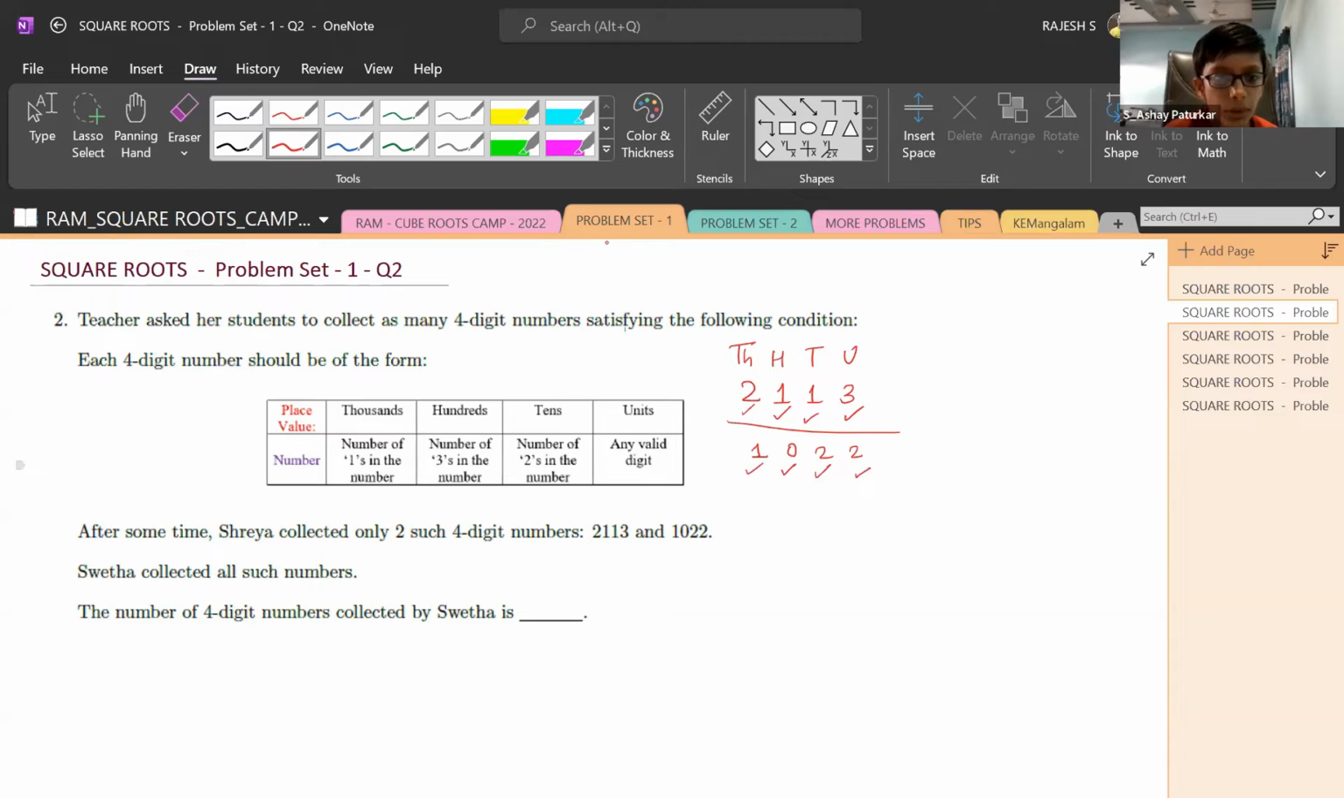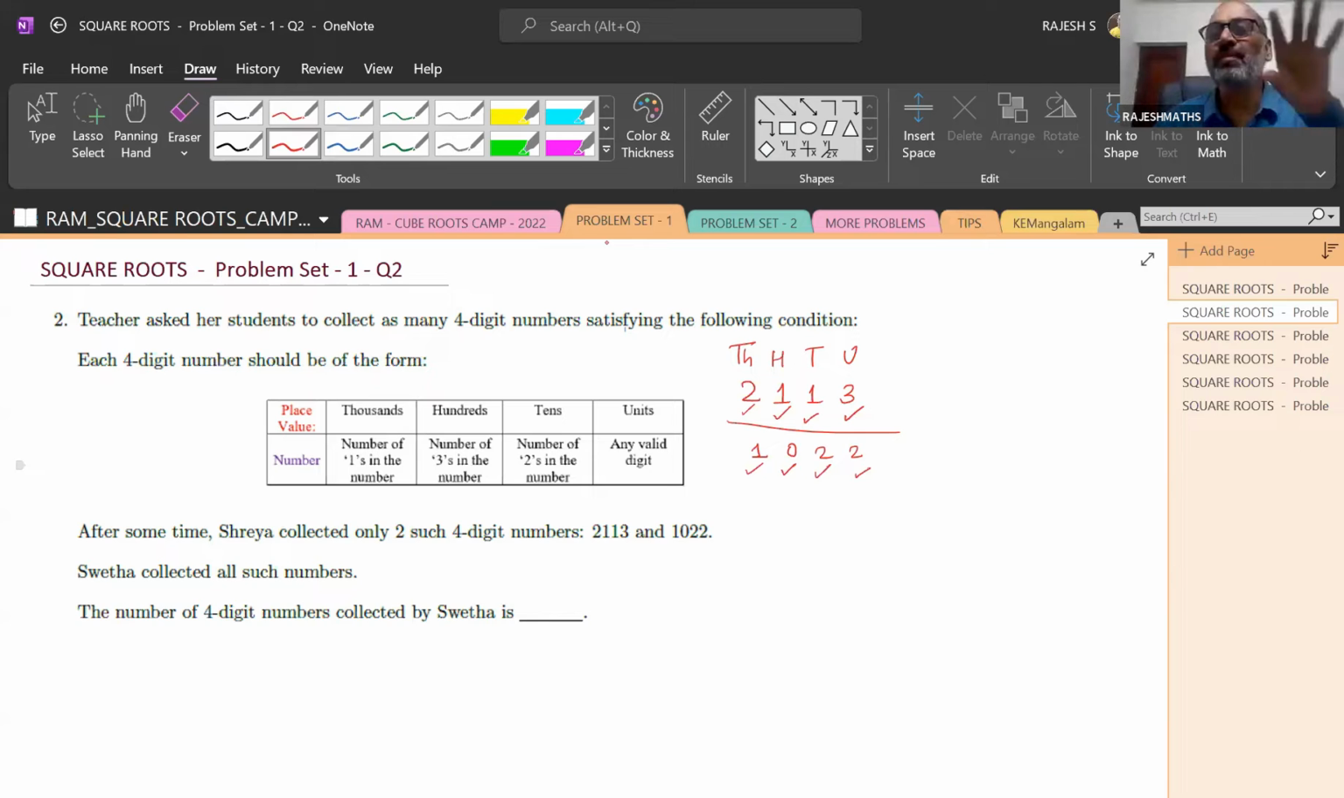Sir, 1022 doesn't have a 3. Tell me, who is speaking? Akshay Paturkar? Yes, sir. Sir, 1022 has no 3. So how does it satisfy? The number of threes in the number is 0, no? It satisfies. When I say the number of threes, what it means is 0. It's correct. There is no 3. That's a problem.